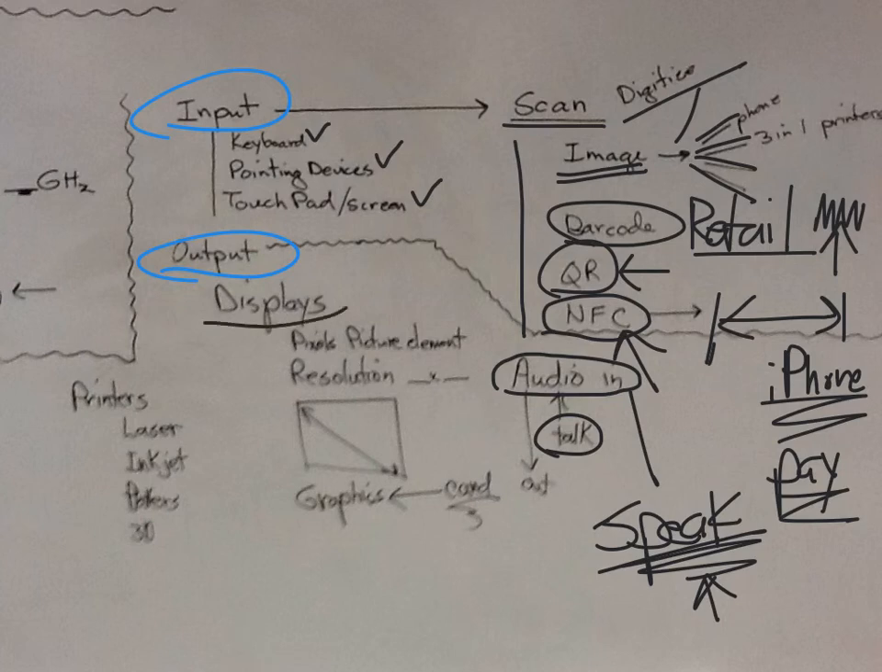Next thing, output. We've got displays. It's made up of pixels, and the resolution is how many pixels one way by the other. Those represent picture elements, little dots that make up the screen, make up the color and so forth on the screen.